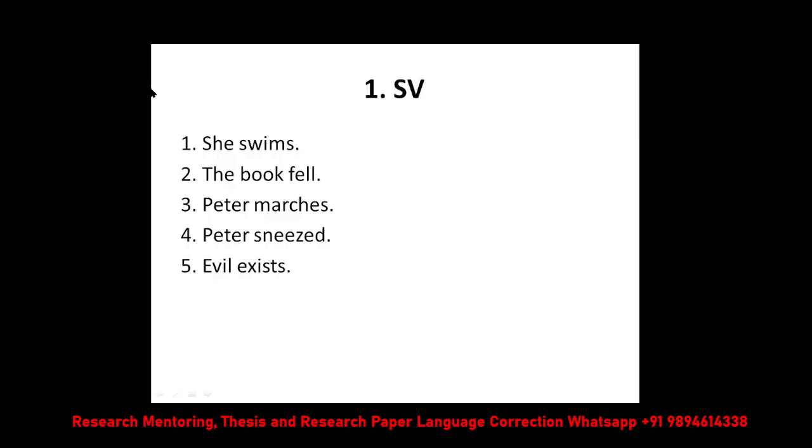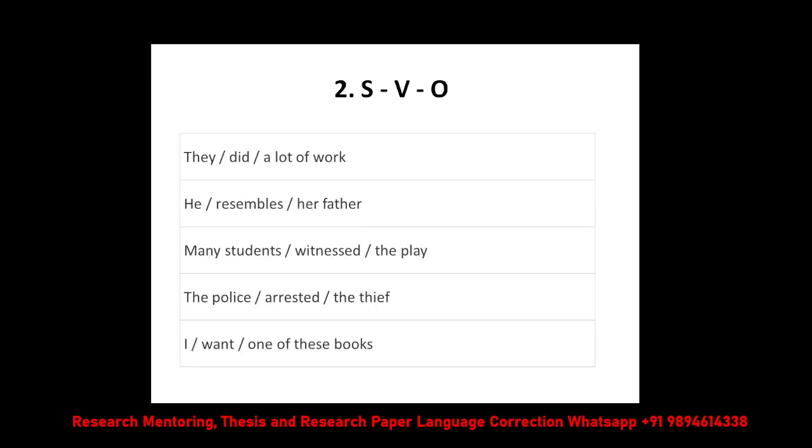First one, subject and verb. Sue is the subject, swims is the verb. The book is the subject, fell is the verb. Peter, subject, marches, verb. Peter sneezed, evil exists. It's very simple. Anybody can easily understand. This is the subject, verb sentence pattern. Next comes subject, verb, object. They did a lot of work. He resembles her father. Many students witnessed the play. The police arrested the thief. I want one of these books. So here, first is the subject, second is the verb, third is the object.